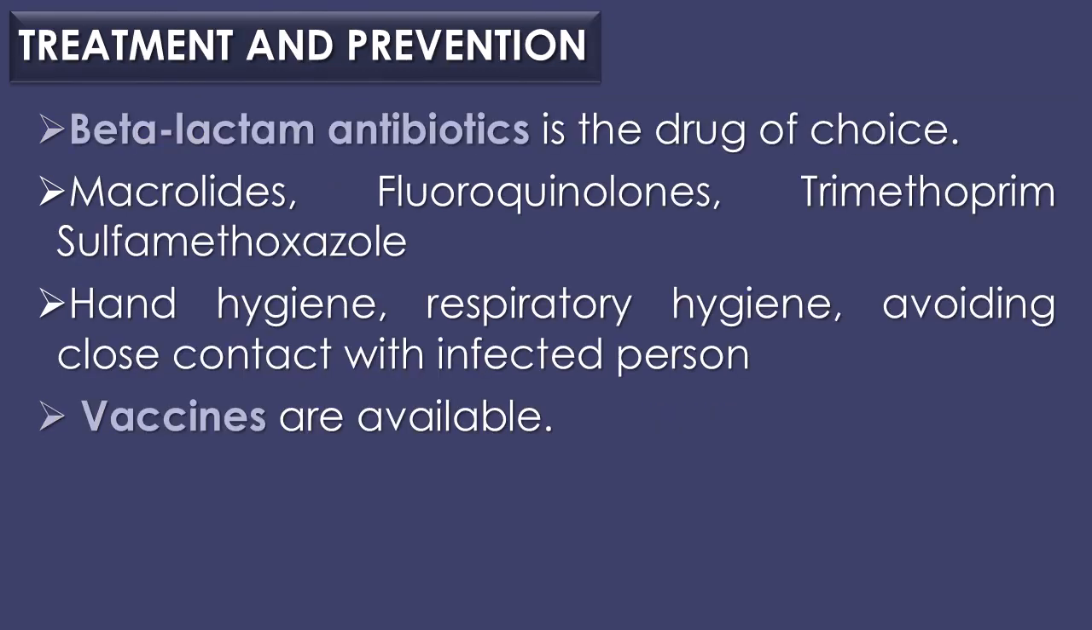The next is treatment and prevention of Moraxella catarrhalis. Beta-lactam antibiotics are the drug of choice for Moraxella catarrhalis. Macrolides, fluoroquinolones, and trimethoprim-sulfamethoxazole can also be used. Respiratory hygiene and avoiding close contact with infected persons can prevent Moraxella catarrhalis infection. And also vaccines are available for Moraxella catarrhalis infections.